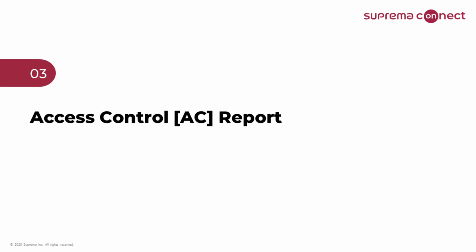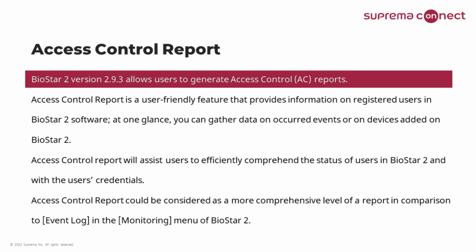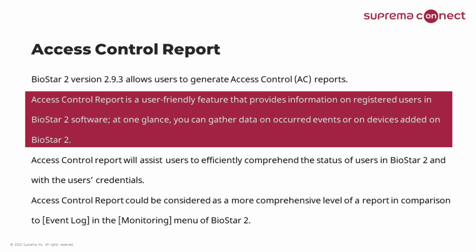Now let's move on to Access Control AC Report. BioStar 2 version 2.9.3 allows users to generate access control reports. Access control report is a user-friendly feature that provides information on registered users in BioStar 2 software. At one glance, you can gather data on occurred events or on devices added on BioStar 2.